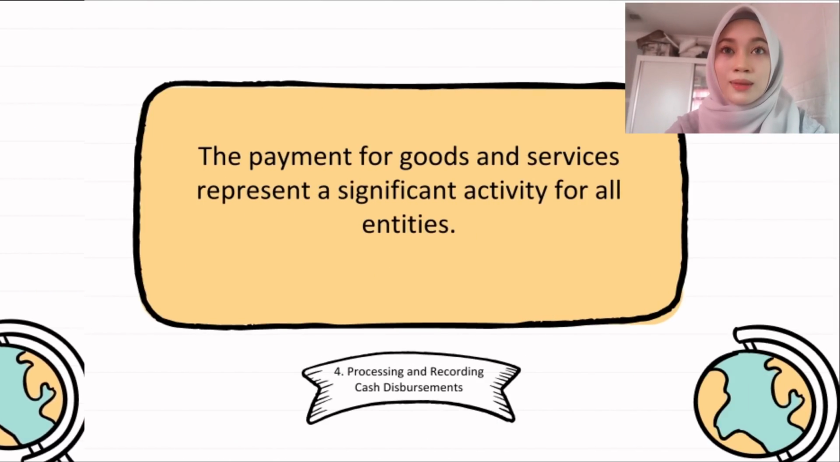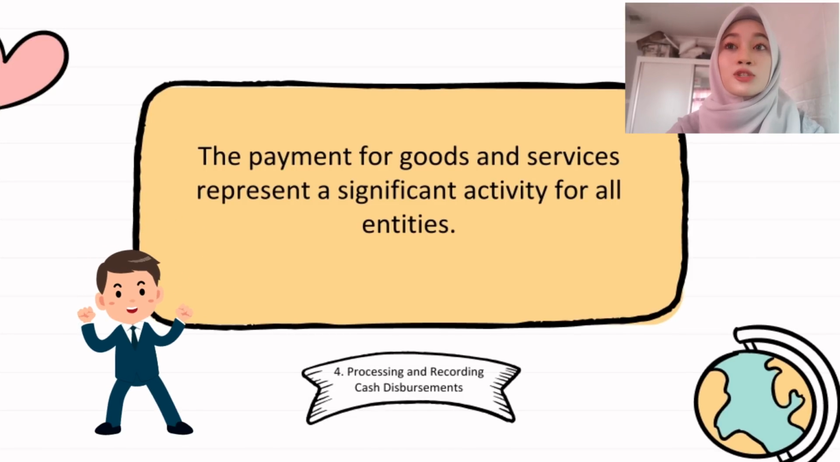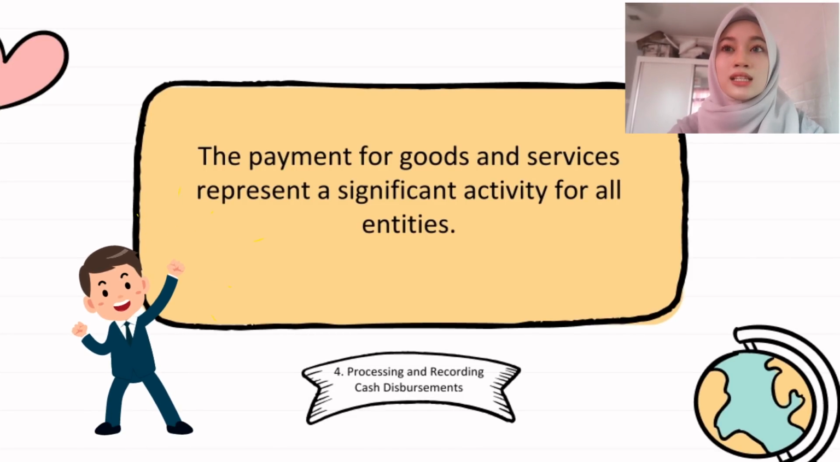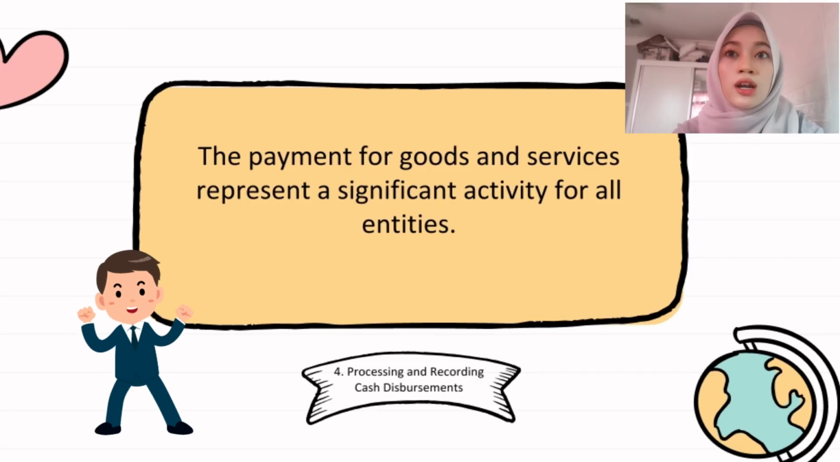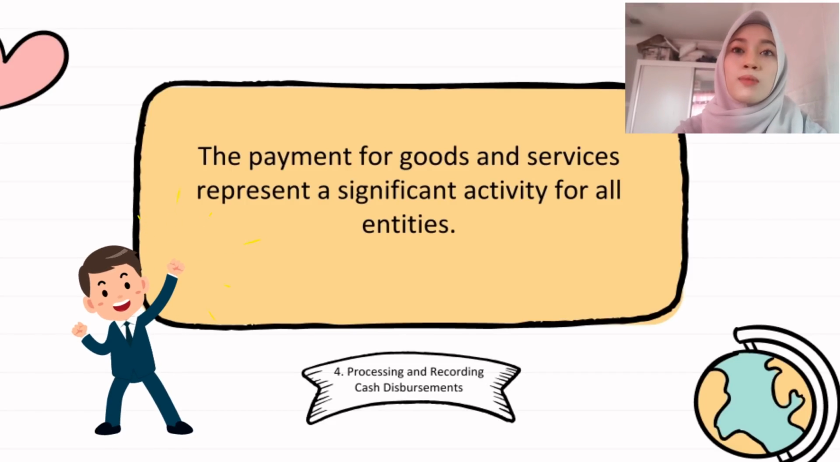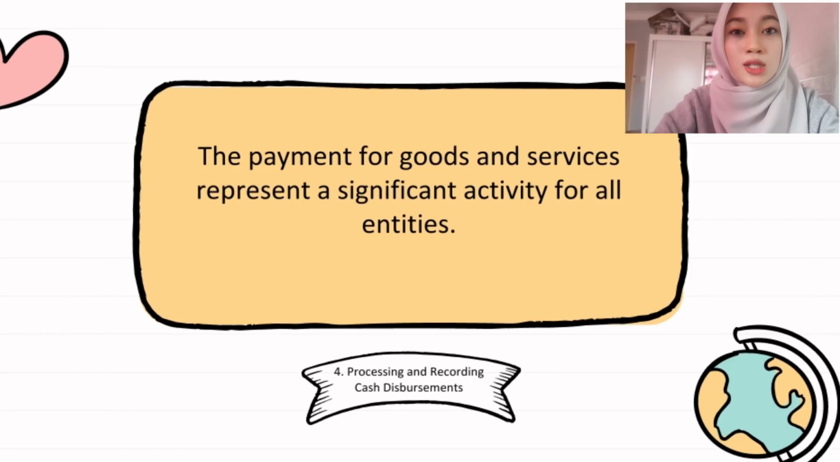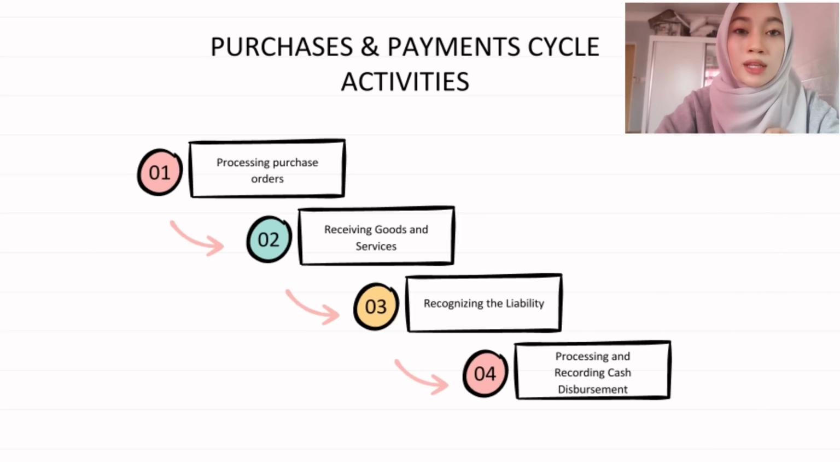Now once we have a liability, we are ready to make the disbursement. When we make the payment, this is one of the most important steps because the cash account will have a lot of credits. So when we credit the cash account, we have to make sure we are crediting the proper amount. So that's it for the overview of the purchase and payment cycle.